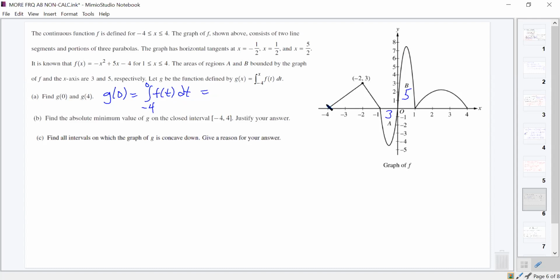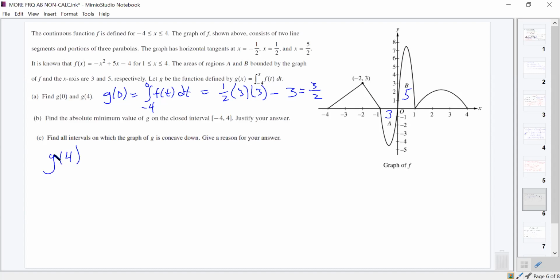So that is just this triangular piece, which is above the x-axis, 1/2 times the base of 3 times the height of 3 also. And then minus this piece that's below, which is 3. So we've got 1/2 of 9, so 9/2 minus 3. 9/2 minus 3 is 3/2.